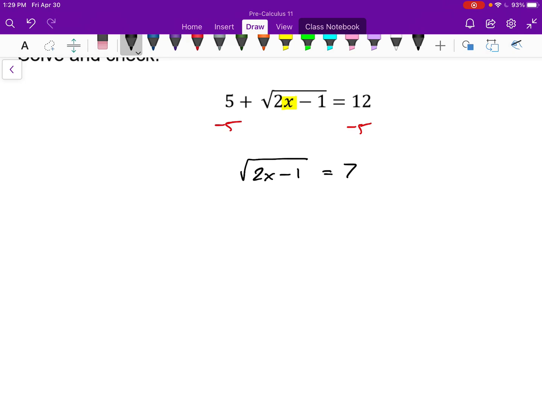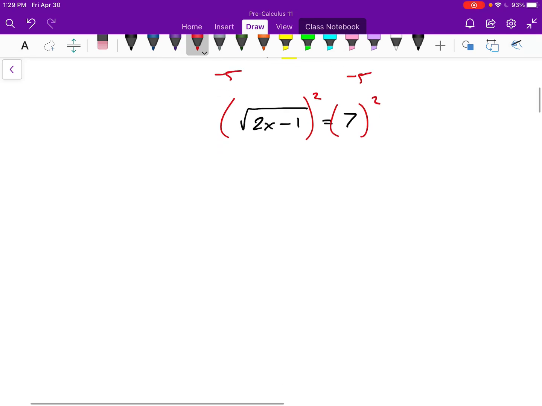All right, so next, if you're tempted to add 1 to both sides, well, I can't do that because that minus 1 is actually inside a square root. So let's get rid of the square root. I think the inverse of a square root is a square, or power of 2. And so I square both sides. When I do that, again, the square root of something and a power of 2 are inverse operations. And so I'm left with just 2x minus 1. And this side I have 7 times itself, so 49.